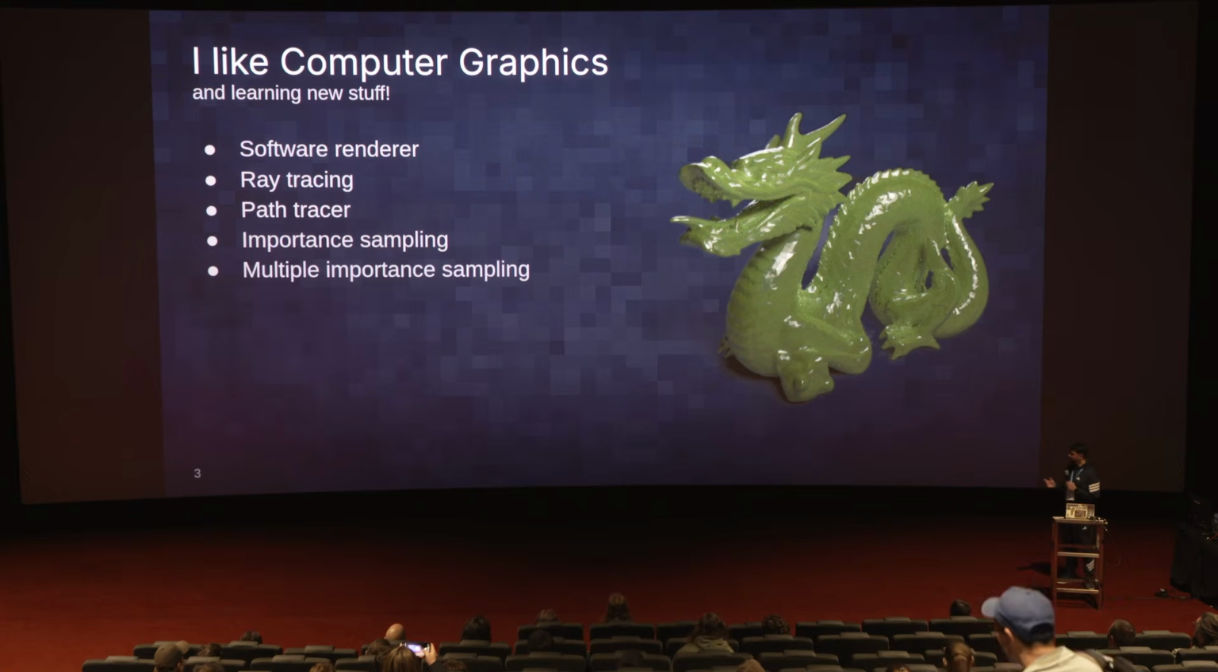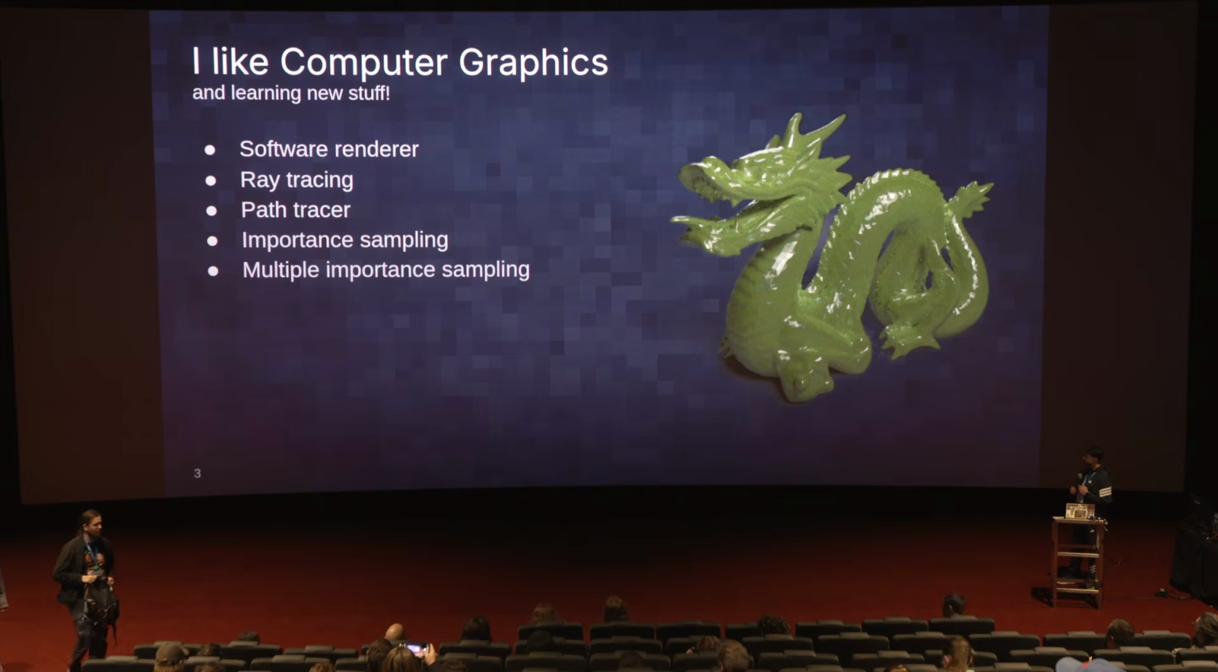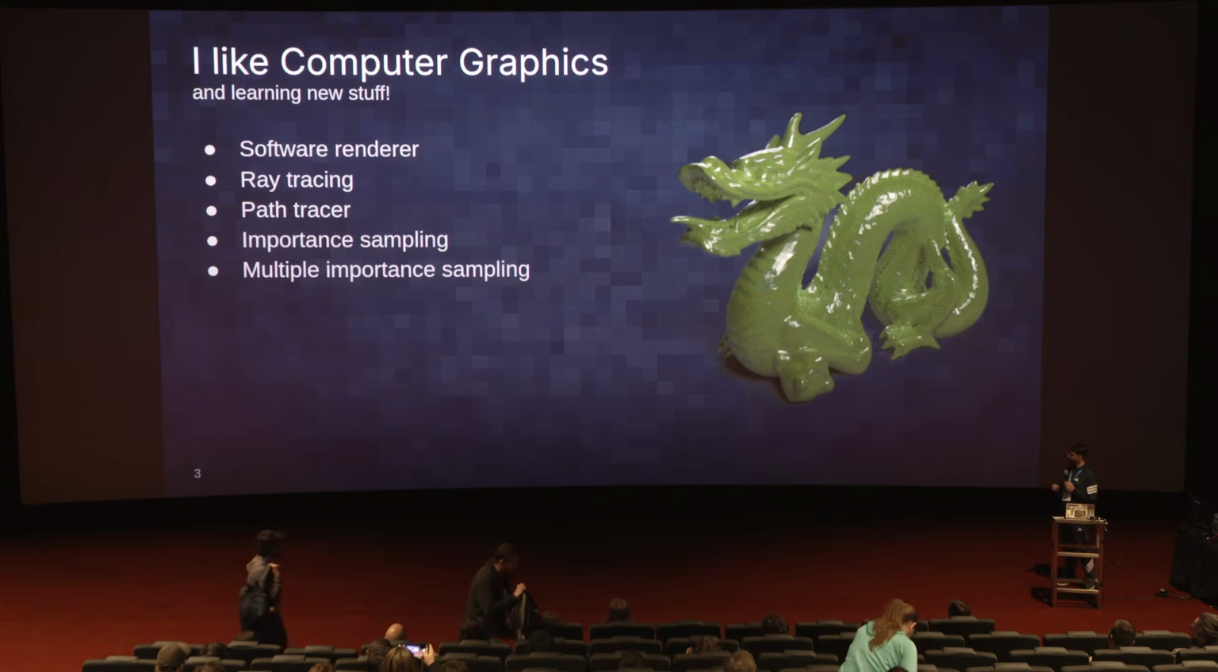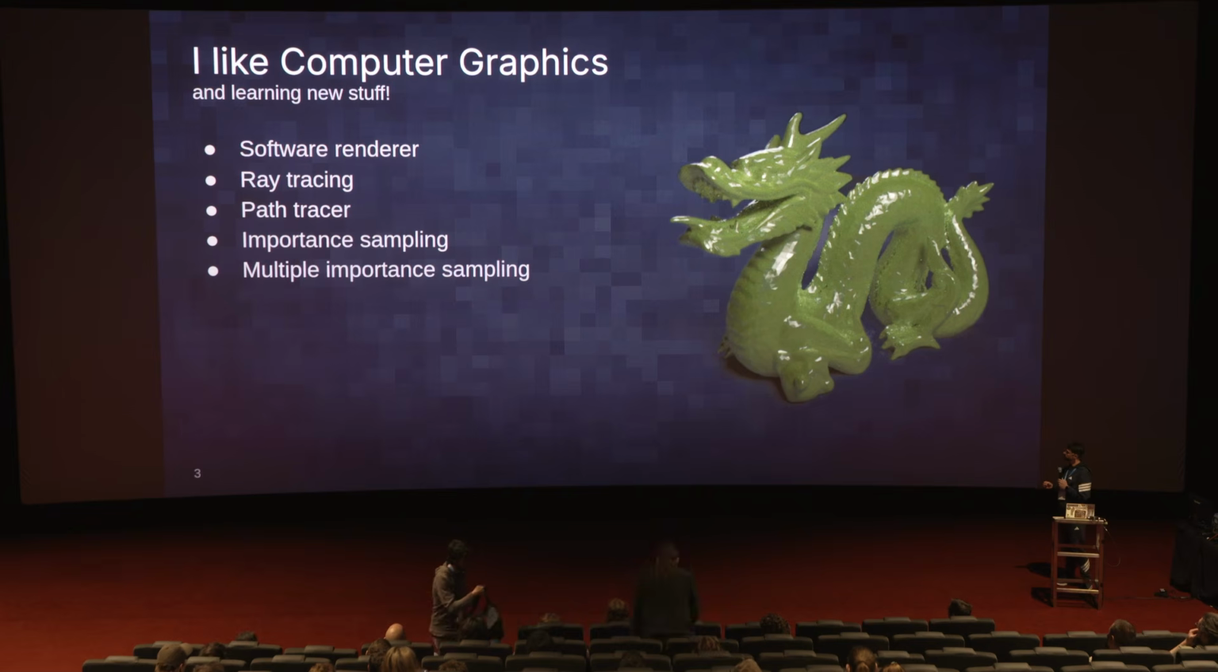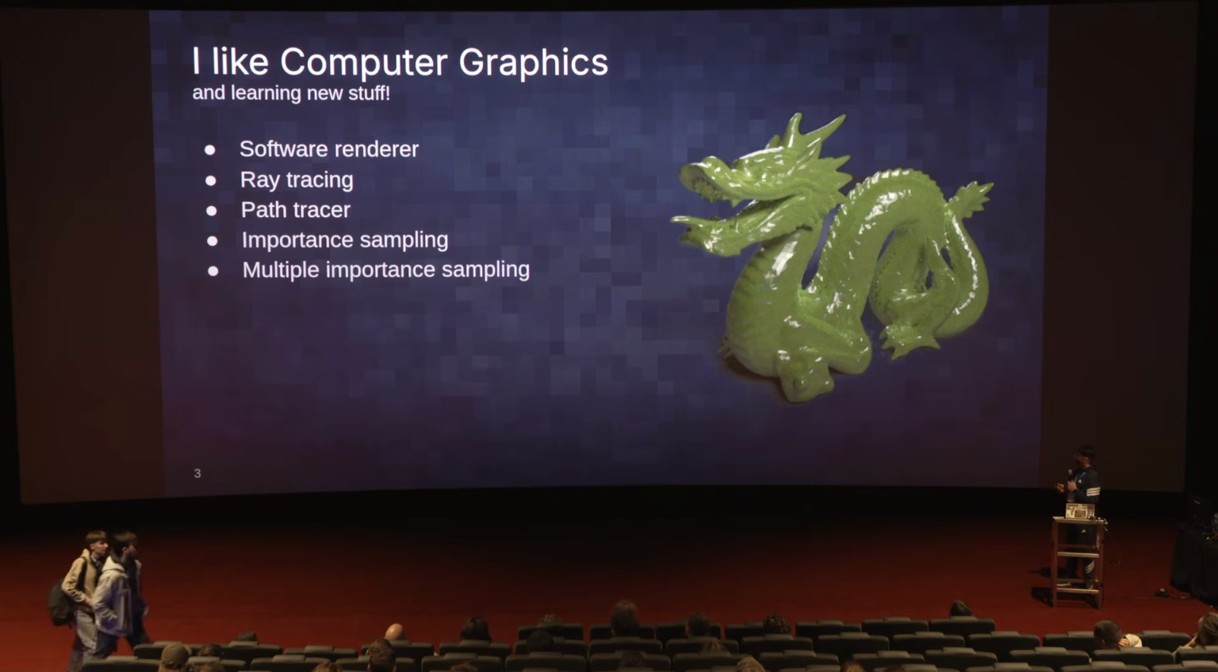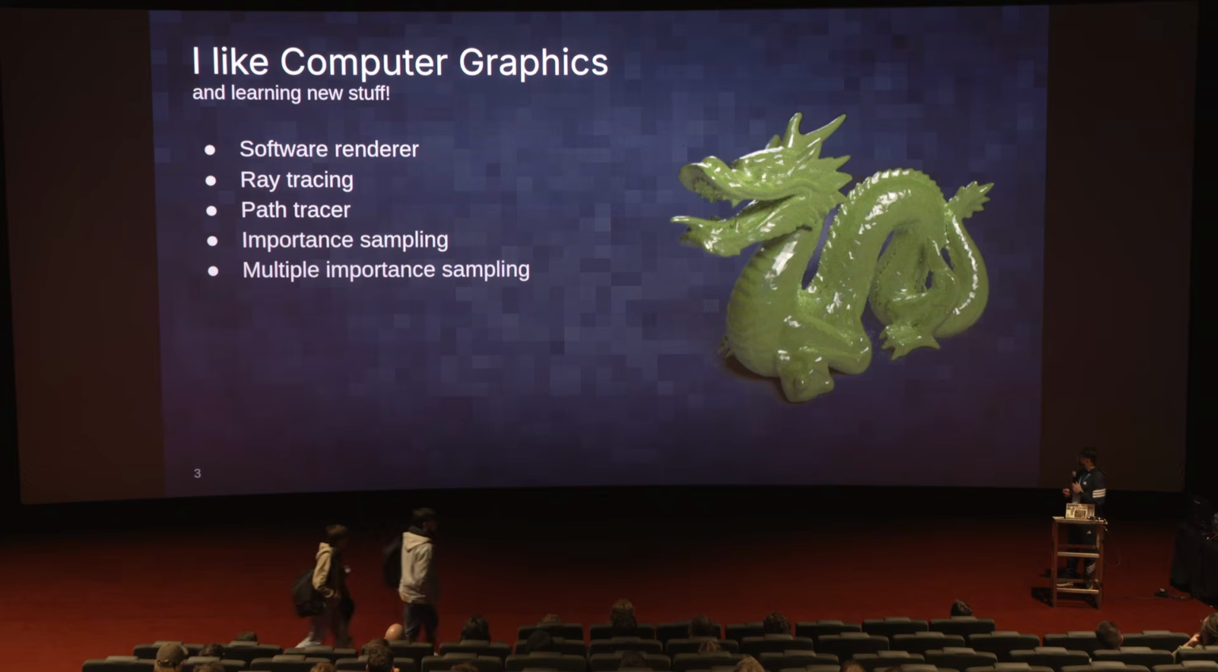I also like computer graphics and I like learning new stuff. So during the pandemic, I went deep on learning ray tracing. So I wrote a software renderer from scratch. I implemented a path tracer. I learned new interesting techniques like importance sampling and multiple importance sampling. So I was able to render really cool images like this Stanford dragon here.